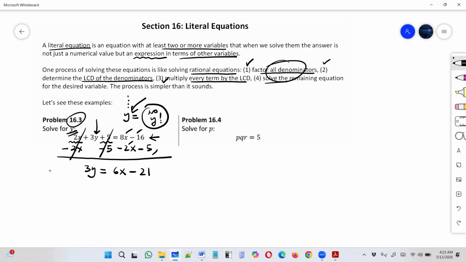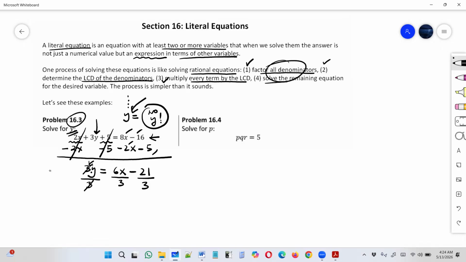Now, at that point, because I'm solving for y, I have to get rid of the 3 that is multiplying the y. Don't get confused and think you have to add something here or subtract 3. We don't. We have to divide. The reason we have to divide by 3 is because the 3 is multiplying the variable you're trying to solve for. So you have to divide by 3 here, here, and there.